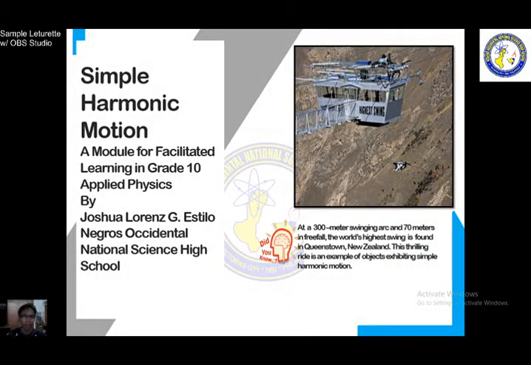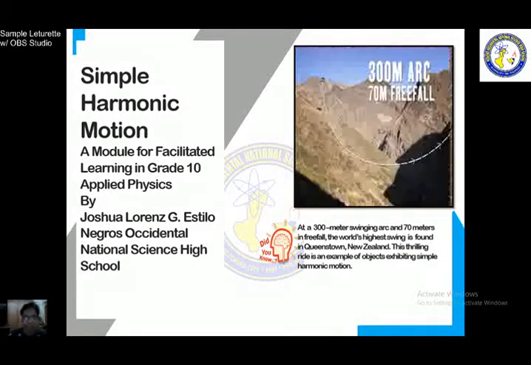So one of the features of my SIM is the presence of these trivias. So trivias are just interesting information about the topic, and I hope that you will learn a lot from our trivias and some other important information related to the topic. So one example here is the world's highest swing found in Queenstown, New Zealand. This thrilling ride is an example of objects exhibiting simple harmonic motion.